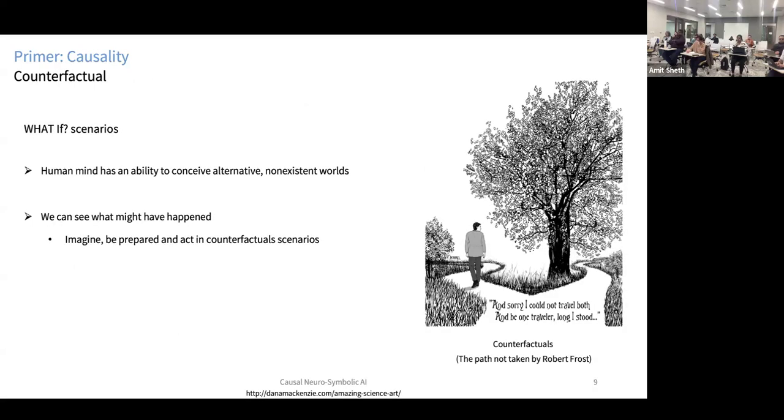There's another concept in causality, which we call counterfactual, which we also use in our day-to-day life, which is basically what-if scenarios, where we are imagining or hypothesizing, what if something else would have happened?